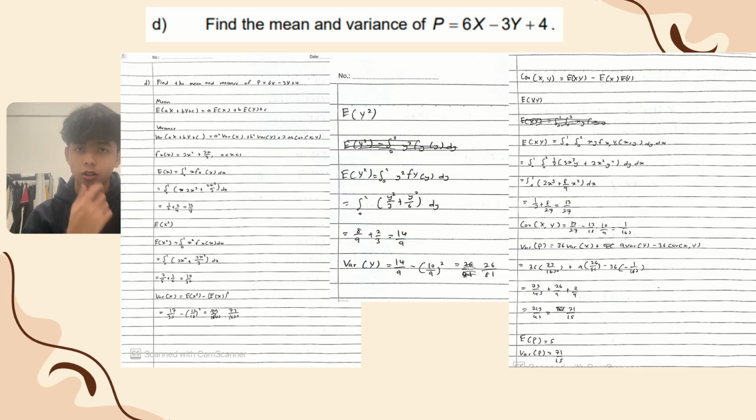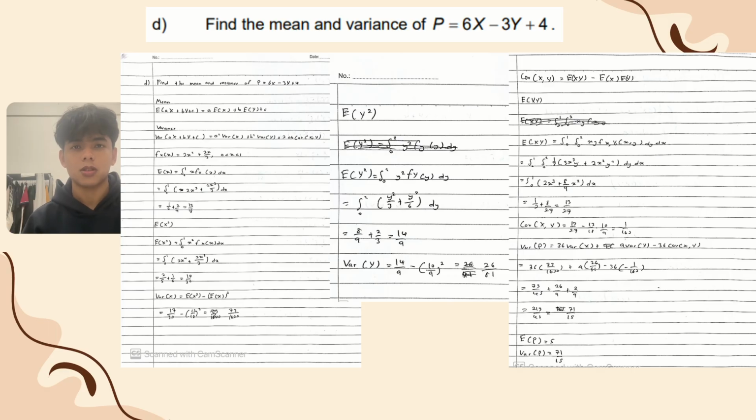To find the mean of P, we use the property of expectation that says the expected value of a linear combination is equal to the same linear combination of the expected values. So the expected value of P is 6 times the expected value of x minus 3 times the expected value of y plus 4. From the earlier parts of the question, we already know that the expected value of x is 13 over 18 and the expected value of y is 10 over 9.